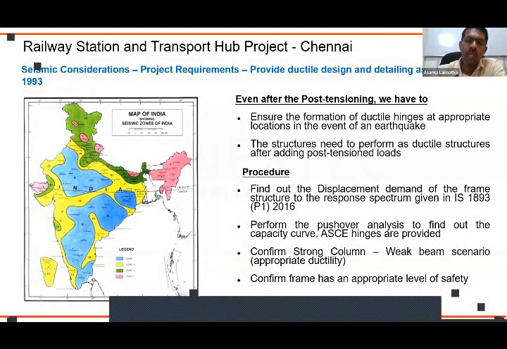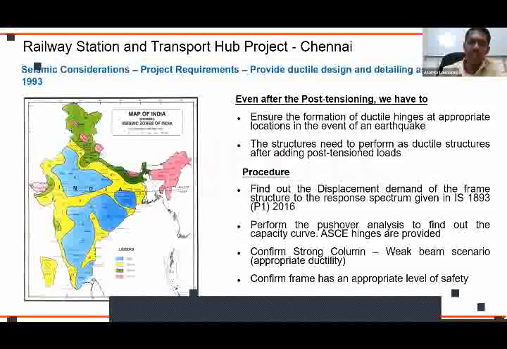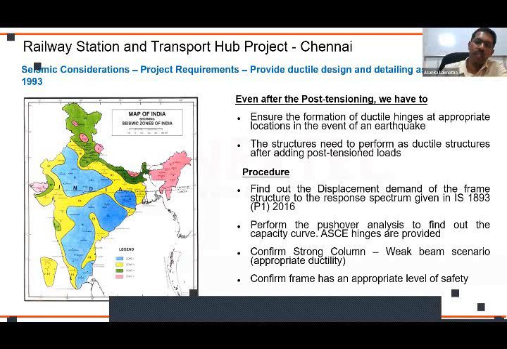When we need to observe the behavior of the structure, we have to add hinges. So we use ACI hinges before performing the pushover analysis. And by doing the analysis, with the outcome, we could confirm the strong column weak beam scenario, which is appropriate ductile behavior. So by doing this, we confirm the frame has an appropriate level of safety.